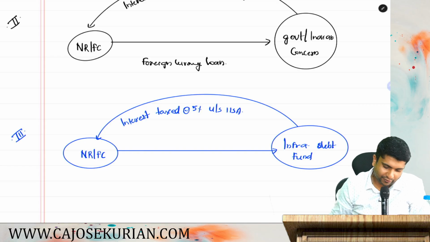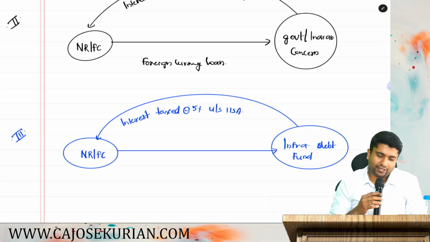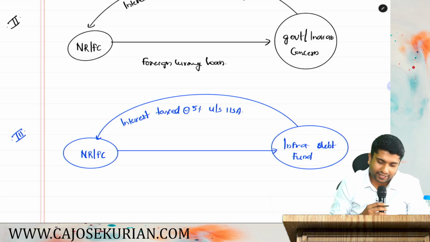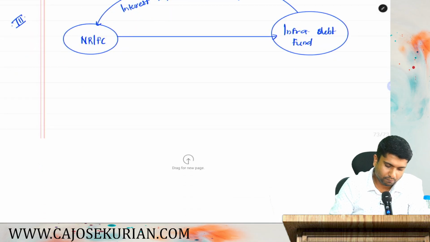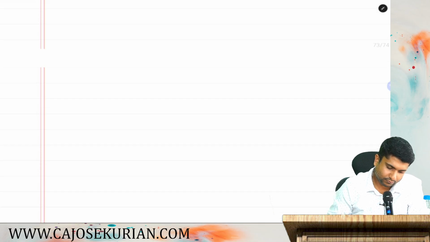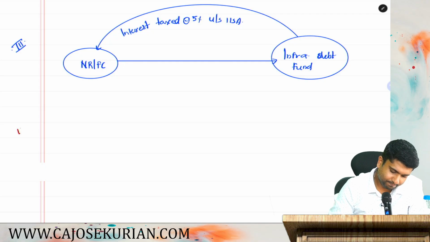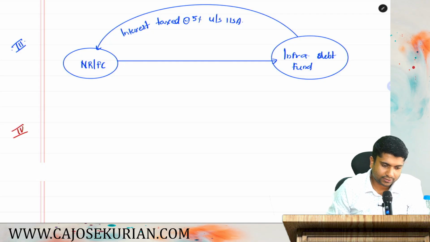Coming back to the point, friends, where were we? So if you are investing in infrastructure debt fund and you are getting some interest back, that interest is subjected to only 5% rate of tax. Now, moving on to point number 4. Let's understand what is this point number 4 right now. I'll draw point number 4 on the next page.